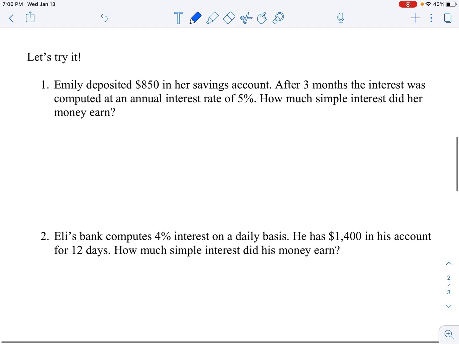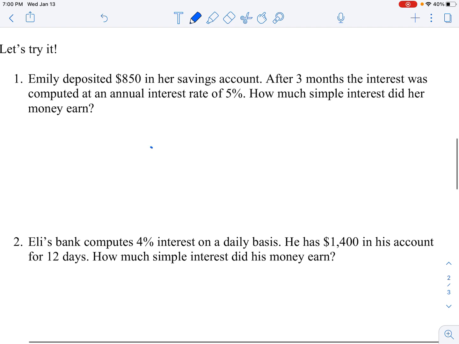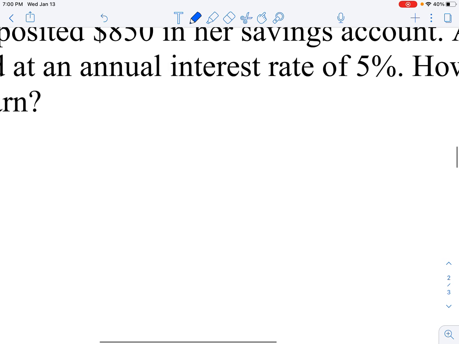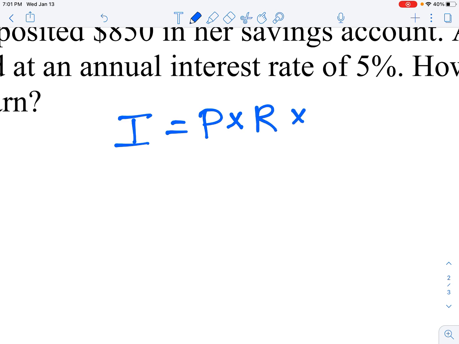First one, Emily deposited $850 in her savings account. After 3 months, the interest was computed at an annual interest rate of 5%. How much simple interest did her money earn? So very first thing we should do is write down our formula, which is I is equal to P times R times T.